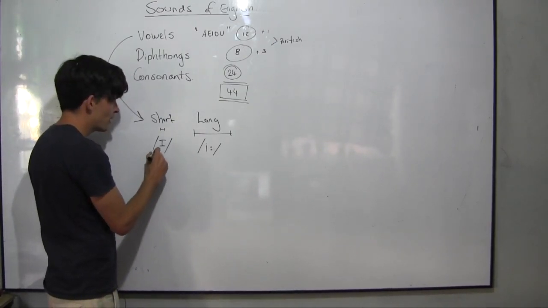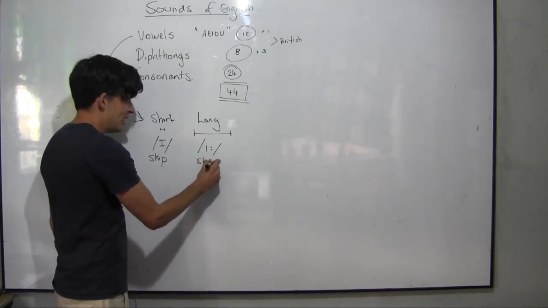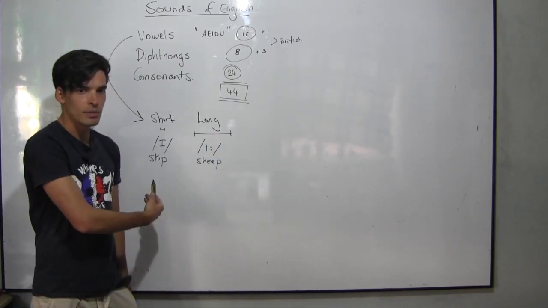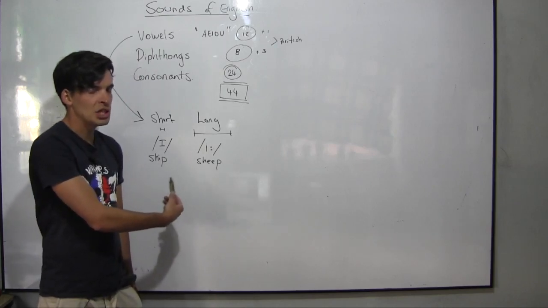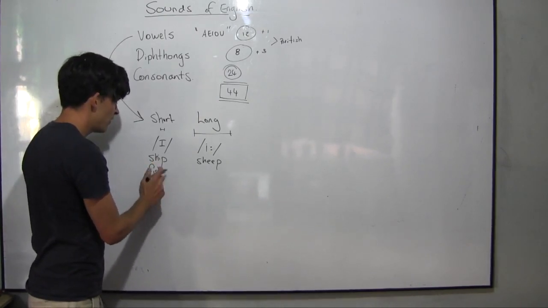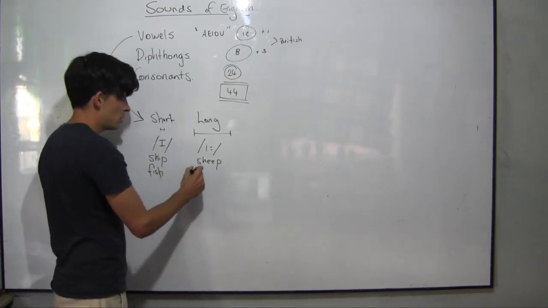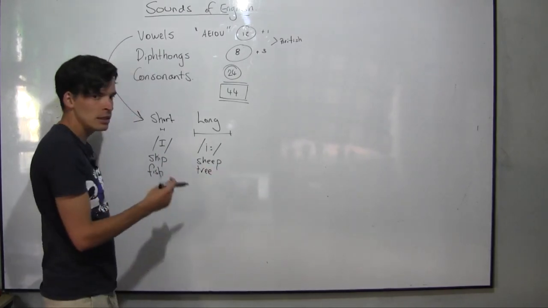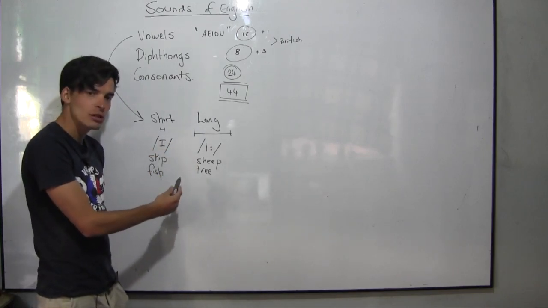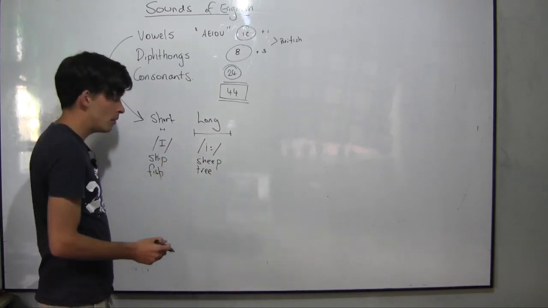So, example, classic example, ship. Sheep, ship, sheep, ship, sheep. So another one. Fish, tree. It's not tree, no, tree. It's not fish, no, fish. So it's short and we've got long sound. Short, long sound.